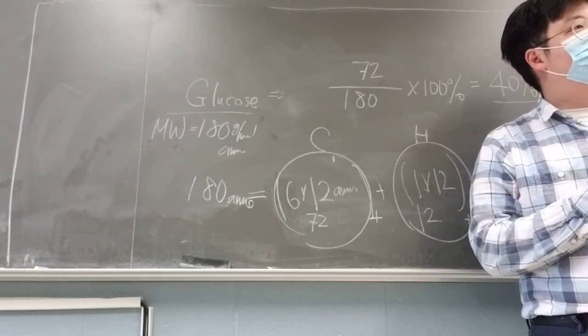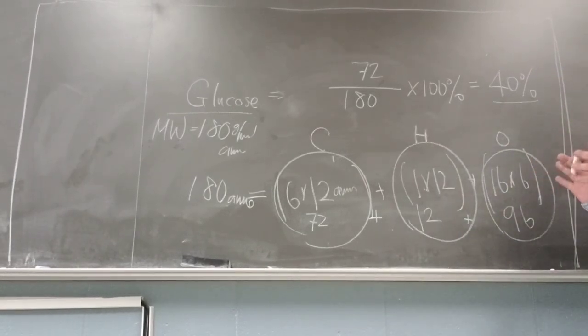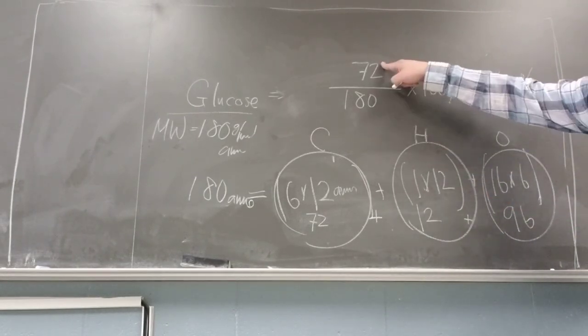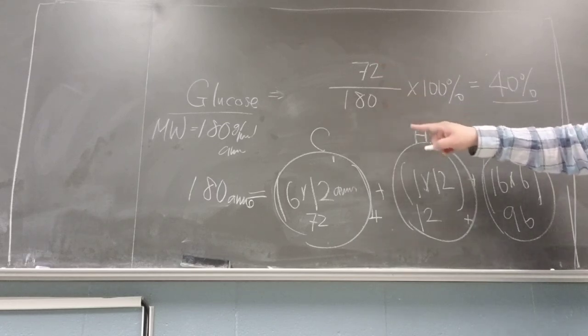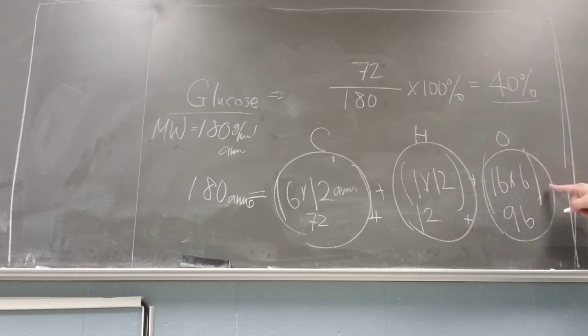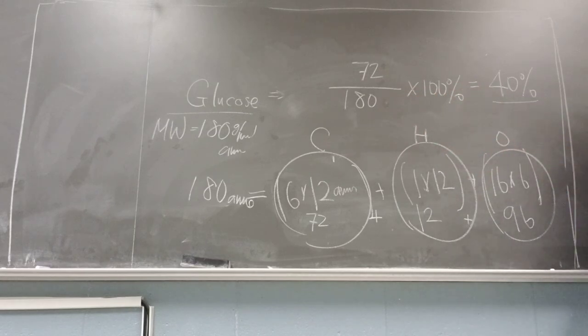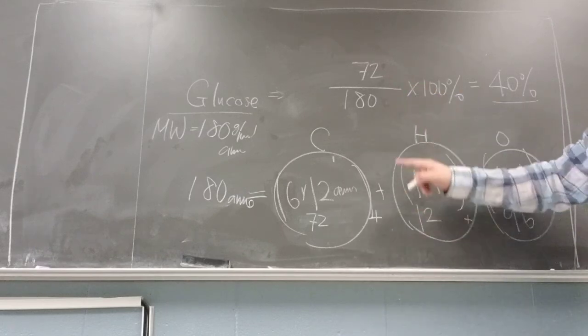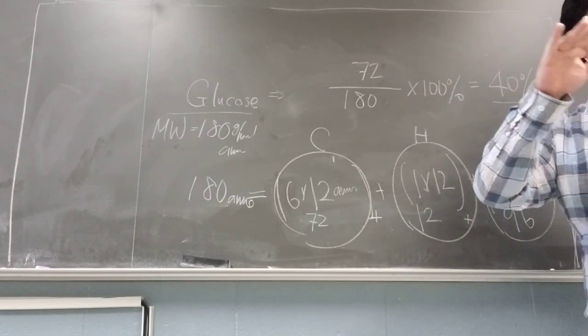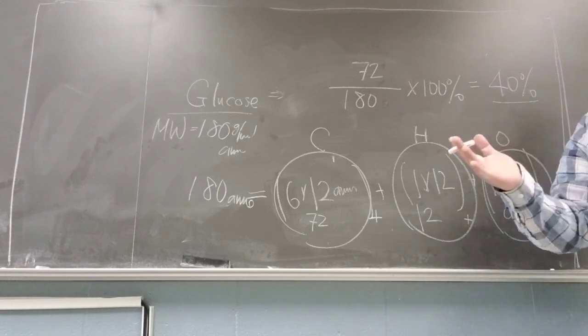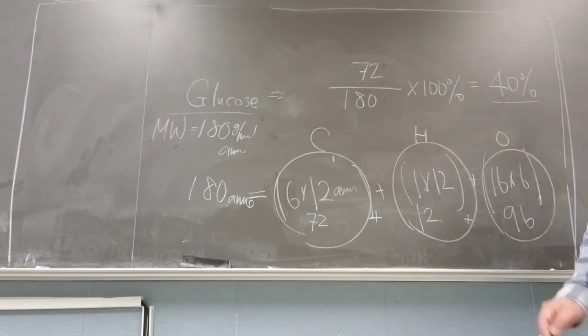Makes sense, right? It doesn't matter which one you go with. If it was hydrogen, it would be 12 over 180. It was 96 over 180 for oxygen, for percent composition by mass. The only thing you have to change is the number on top. You always keep the same number for the molecular weight at the bottom, and just multiply by 100%.